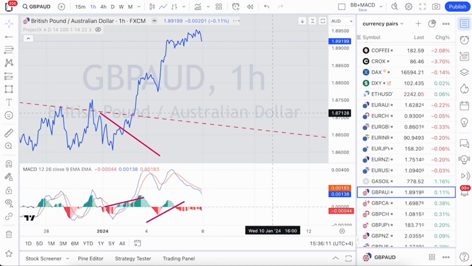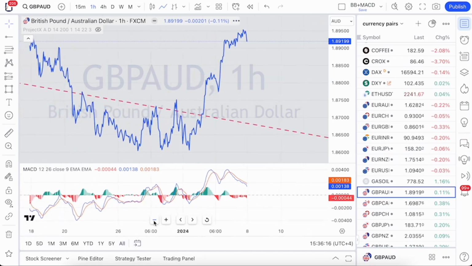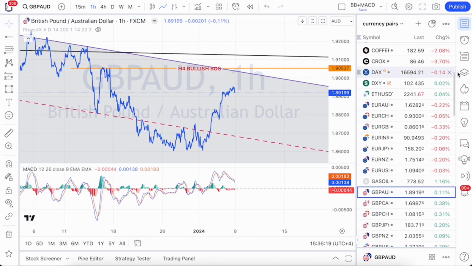Moving to 1H. On the hourly time frame, I can see triple bottom along with bullish divergence, and we have got the breakup structure. So right now we are at an important resistance level, so we can see a short-term pullback. I can see some divergence here, so short-term pullback and then continuation to the upside.